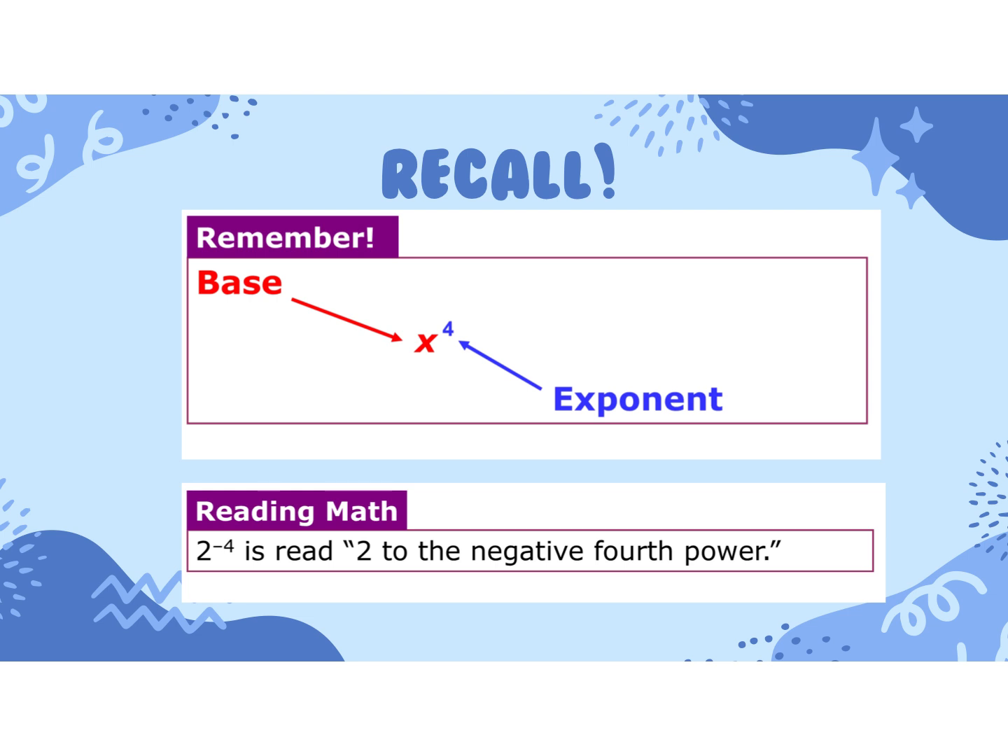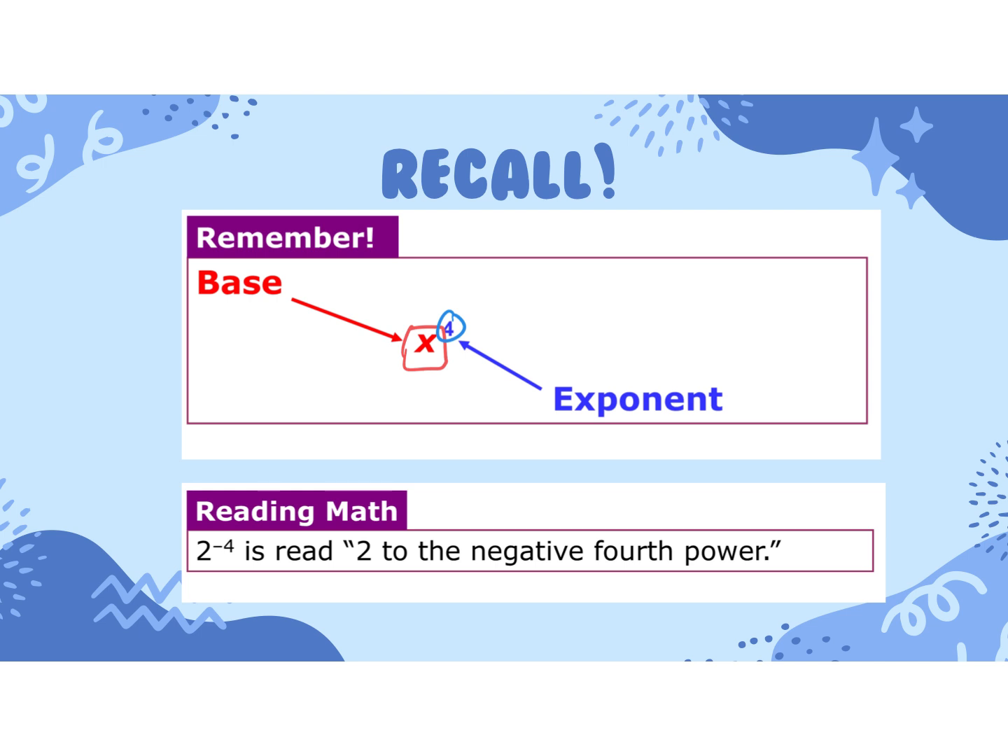So this big number that we have here, this is called our base. And then this little number is what we call the exponent. Please don't forget that terminology. If I'm talking about a base, I'm talking about the big number. And if I'm talking about the exponent, I'm talking about the little number on top.